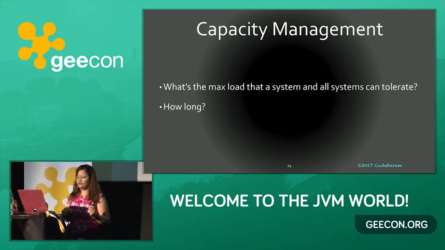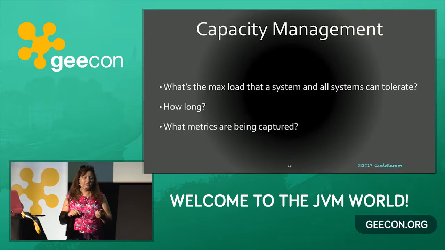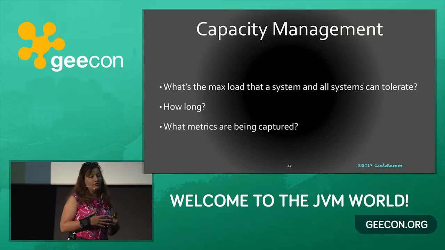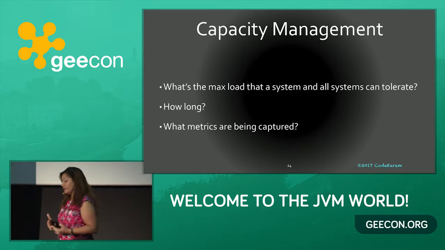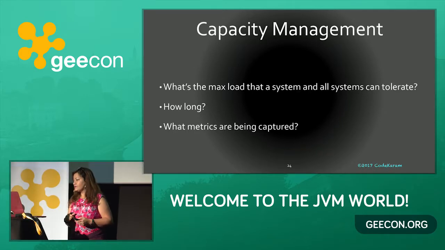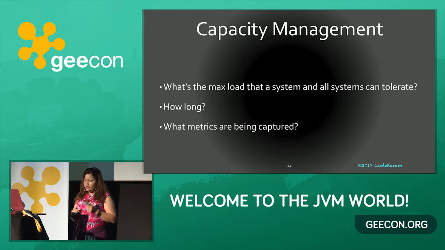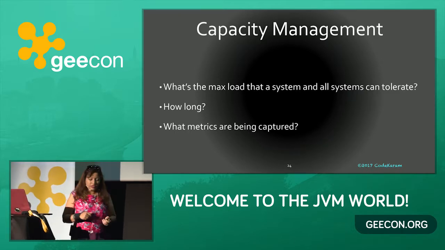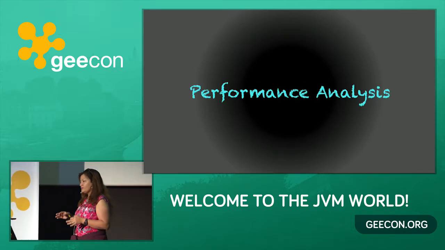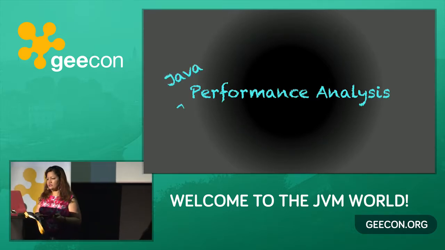What metrics are being captured is also very important with capacity management, because the more information you have, the more you can analyze and suggest applicable tuning measures. So now that we have the requirements, let's move on to performance analysis, and more specifically, Java performance analysis.